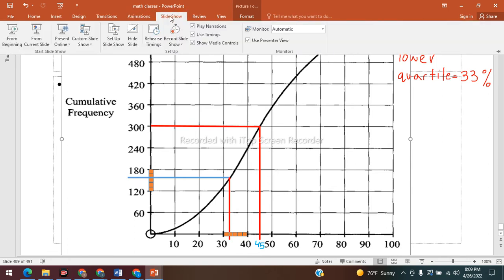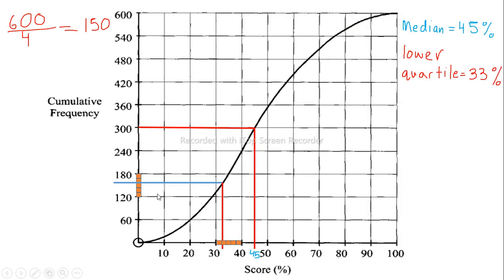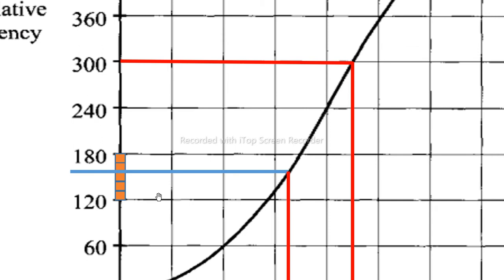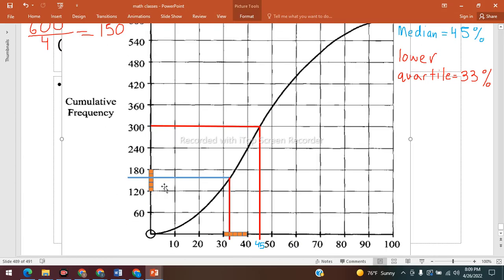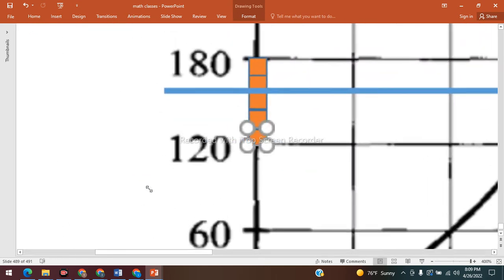It's not 33 because if we look carefully, this will be 130, then 140, then 150, then 160, but then this will be 170. That ain't gonna work. So we need to make these blocks smaller so that 6 could fit. Then we could get it.